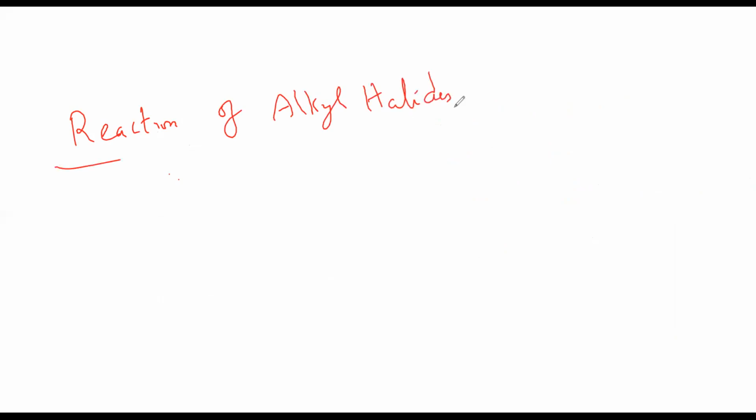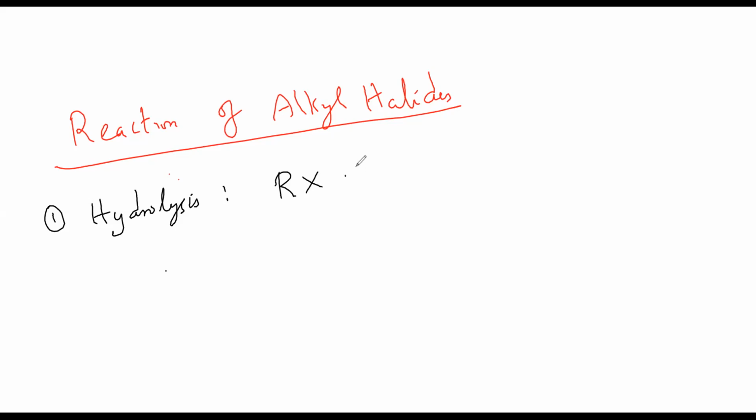Now we'll study the reactions of alkyl halides. First one, hydrolysis. Hydrolysis means what? Either H plus or OH minus ion. So here I can clearly write: RX plus OH minus will give me ROH plus X minus. Simple thing.